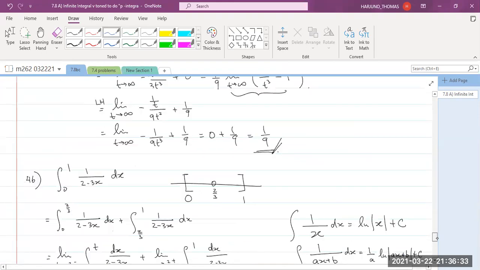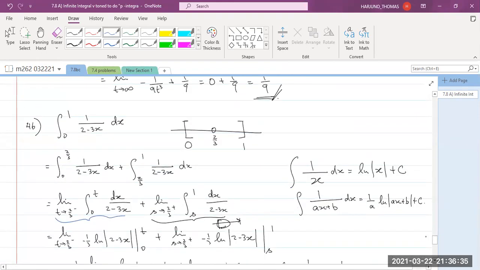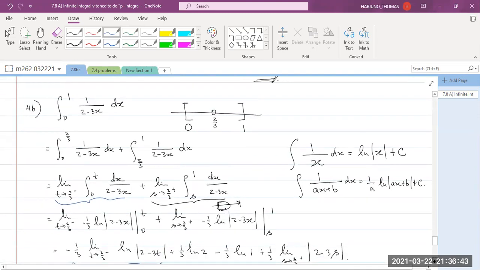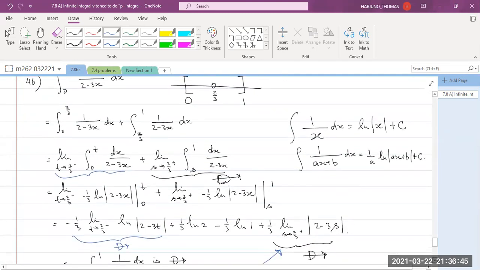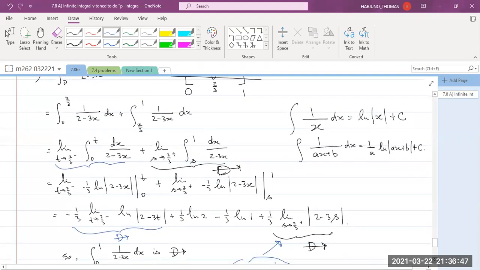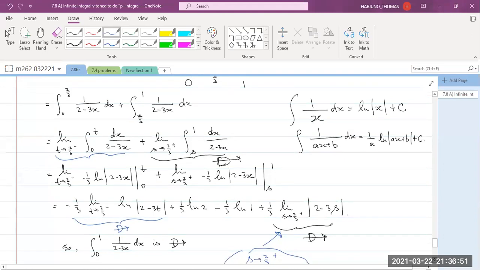This question is not easy though. You need to imagine, oh, you know what? We have a singularity somewhere in between. You break it up into 2 integrals with 2 limits. Okay, and then when you observe that any part of that goes divergent, you have to stop and say the whole thing is divergent.